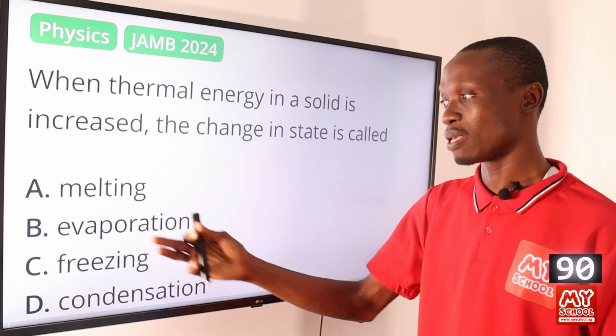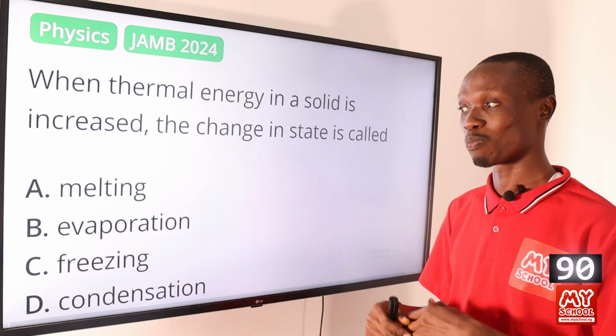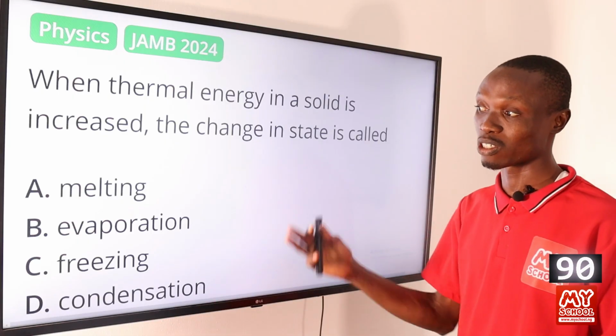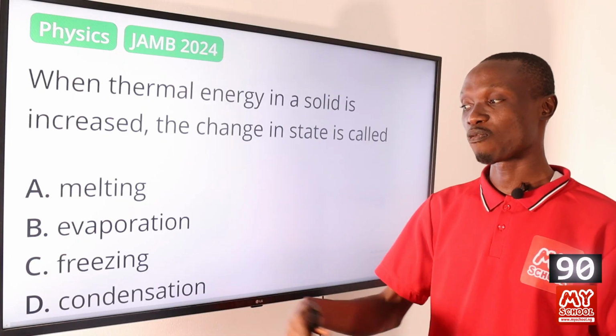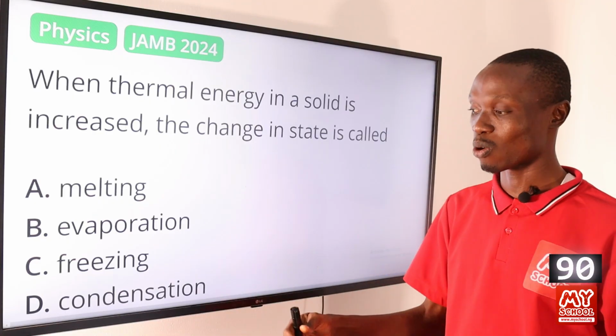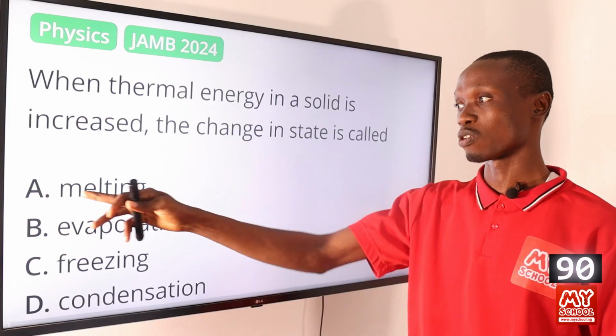While for option B, evaporation actually occurs at all temperatures. So irrespective whether the temperature is increased or decreased, evaporation will still occur. While for freezing, you have to remove heat, so not increasing heat. Condensation, the same thing, you are removing heat. So the correct answer to this question is option A, melting.